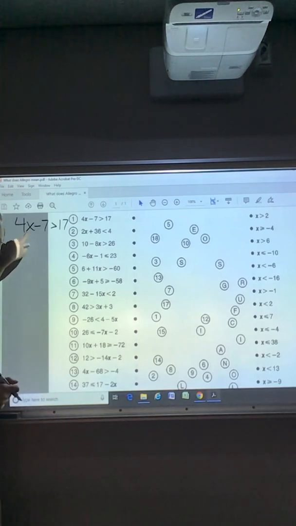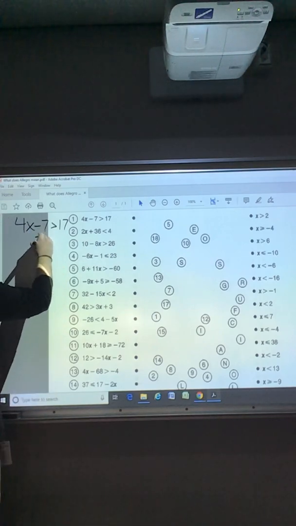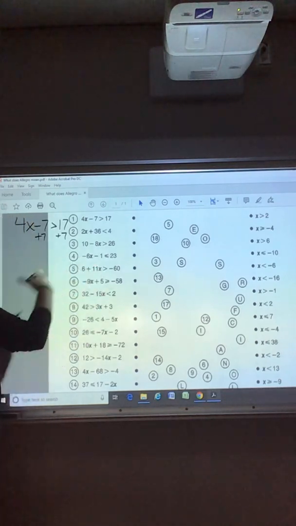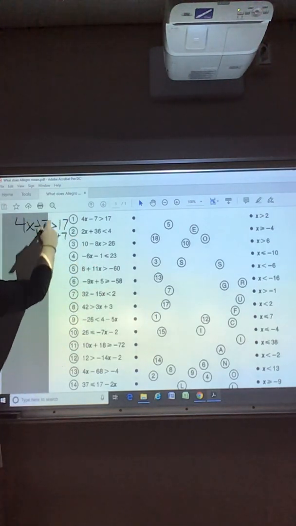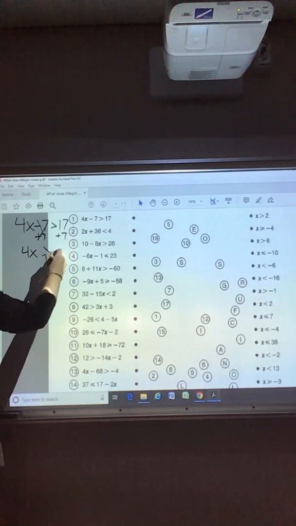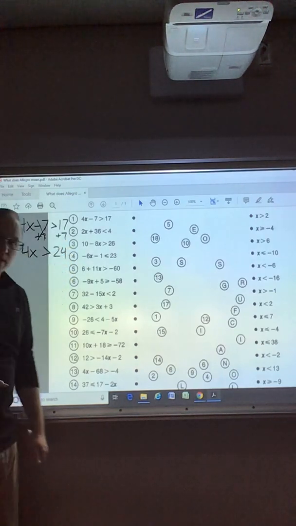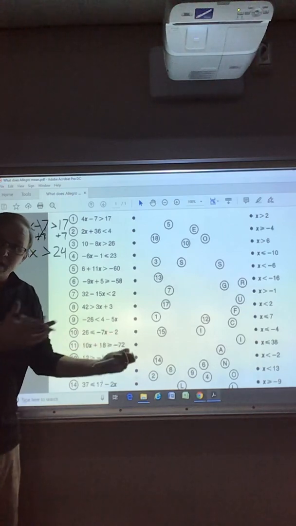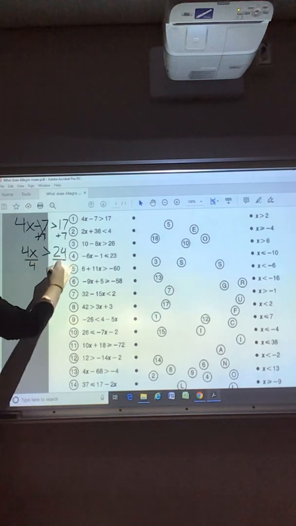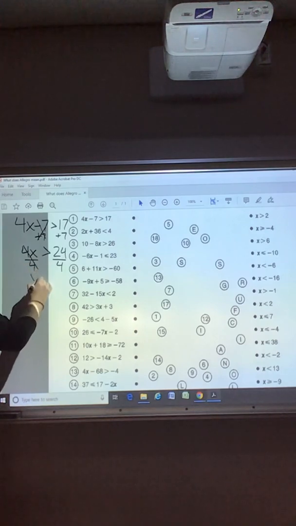I want to get the x by itself because that's my variable. So I'm going to start out by getting rid of the constant. Add 7 to both sides. Remember, we're using opposite operations to get rid of each piece. These 7s cancel out, so I have 4x is greater than 17 plus 7, that's 24. Last step, I need to get the x by itself, so I have to get rid of this 4. How am I going to do that? Well, I'm going to divide. Divide by 4, these 4s cancel out. x is greater than 6.